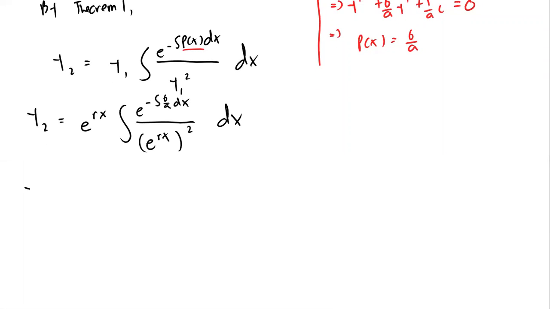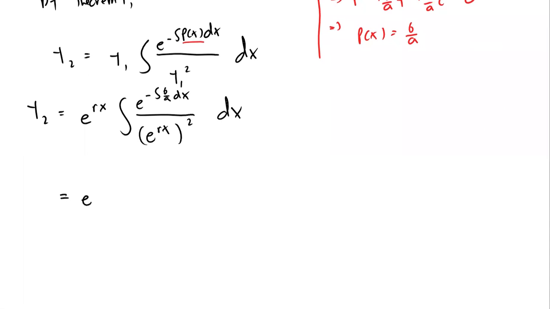Right, so let's just simplify as much as we can. So we get e to the rx times the integral of e to the negative. Well, what's the integral of b over a? B over a is a constant, so we just get b over a x over, we're squaring an exponent, so it's the same as multiplying the exponents. So here we get 2rx dx.